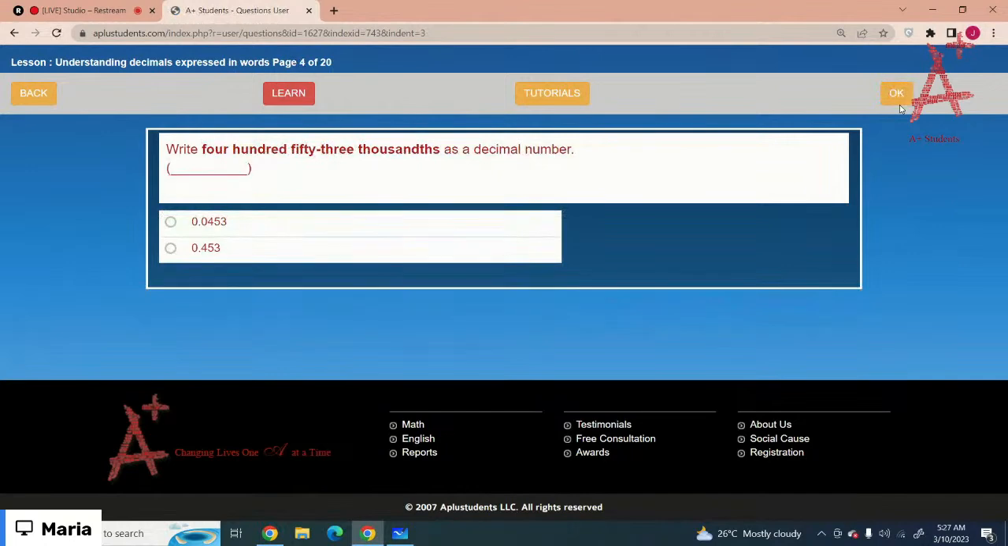Okay, the next one is write 453 thousandths as a decimal number. So which is the correct option?